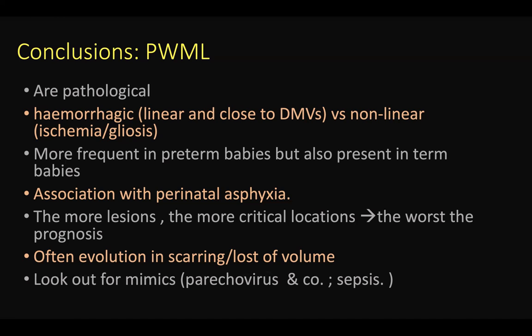Remember to report and tell your clinician when there is a secondary involvement of the corpus callosum and the corticospinal tract in a form of prevalent degeneration, so diffusion restriction of these tracts. They evolve with scarring and loss of volume, so the more punctate white matter lesions, the more scarring. And remember, they can be not only associated with asphyxia, but with other causes, most important of which will be infection. And if you see bilaterally relatively symmetric diffuse white matter lesions in a neonate with fever, think parechovirus.